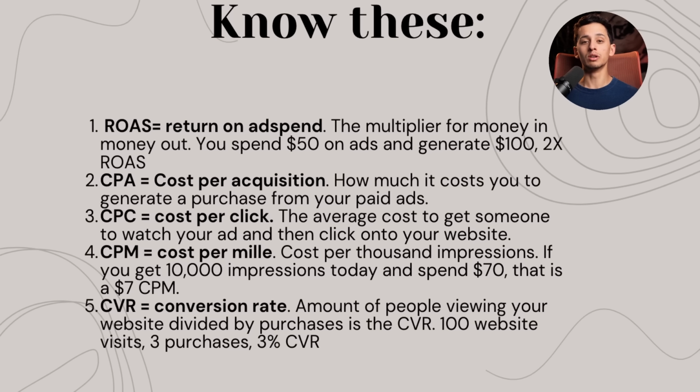If I'm getting a $2 CPC, that's bad. And then if my CPM is something like $20, that's pretty high. I typically look for a $12 or less CPM. So those are just a few metrics you should keep an eye on. Now for conversion rate or CVR, I'm looking for a minimum of 2%. If you're getting a sub 1% conversion rate, that is very bad. If you're at 1.5 and getting close to 2, that's good.